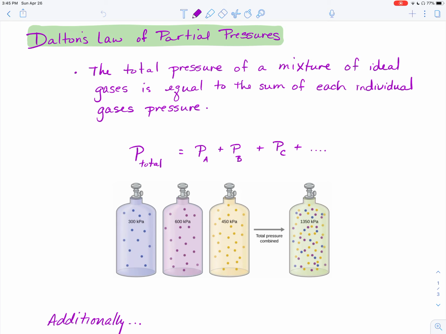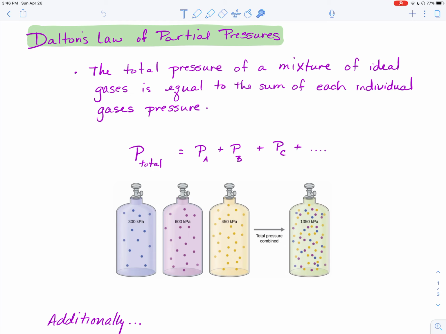In this video, we're going to look at something called Dalton's law of partial pressures. John Dalton studied how multiple pressures of different gases would collectively characterize themselves in a single container. What he was able to figure out was that the total pressure of a mixture of gases acting in ideal conditions is equal to the sum of each individual gas's pressure.